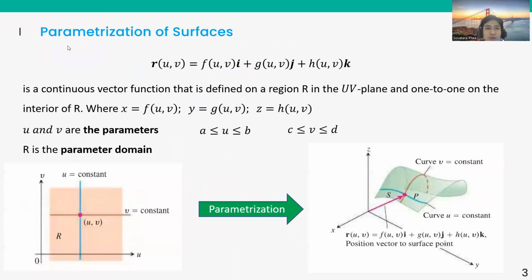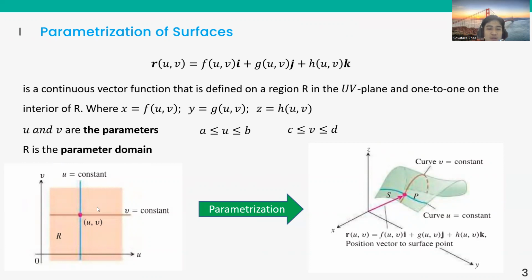So the first point, parameterization of a surface. And here is the vector function of u and v that defines the parameterization of the surface in space. By definition, it is a continuous vector function that is defined on a region R in the uv plane and one-to-one on the interior of R, where x equal to f of u and v, y equal to g of u and v, and z equal to h of u and v. And u and v are the parameters, where u from a to b and v from c to d. And R is the parameter domain.